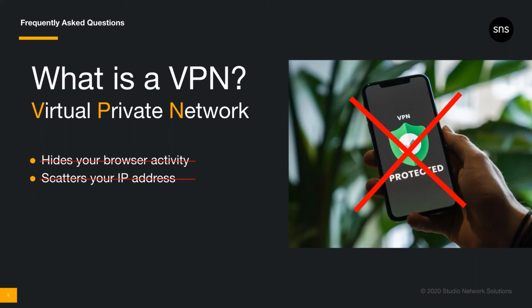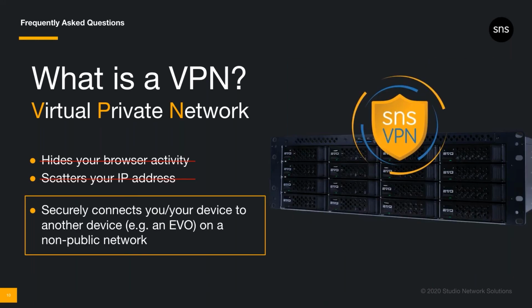Well, what is it then? What kind of VPN are we talking about? What we'll be talking about today is the VPN that connects you or your computer or your mobile device to another device, and specifically a device that's on a non-public network like the one in your office. In our case, a VPN, or virtual private network, acts as a secure and encrypted tunnel that connects your remote workstation on your home Wi-Fi or any public internet connection to an EVO that lives on the private network at your office or your studio, your school, your church, etc.